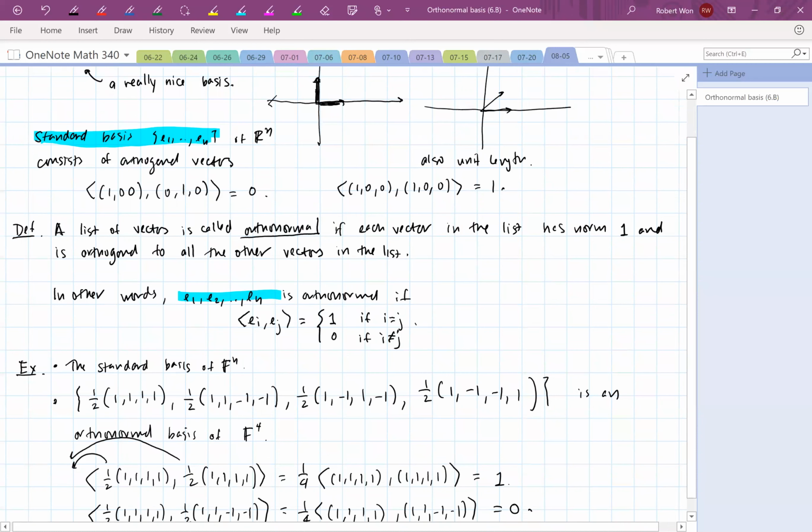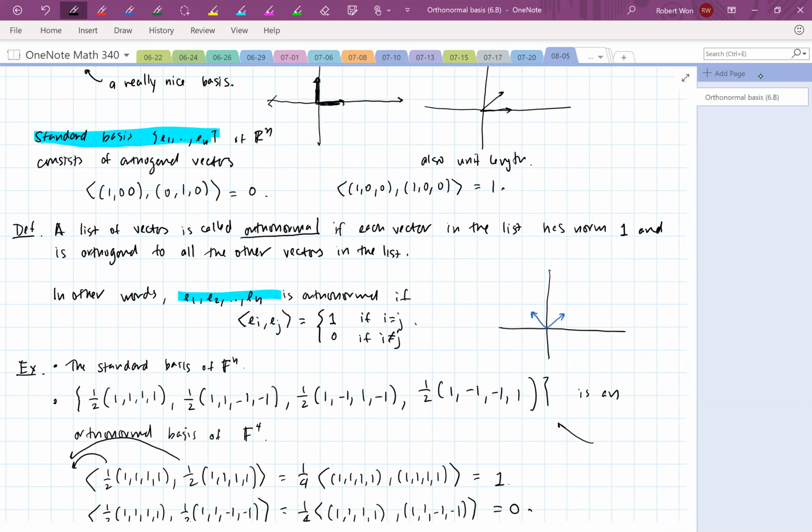Okay, so the standard basis is not the only basis of Fn that is orthonormal. It's just the one that we're most familiar with. Of course, it's not the only one because even in R2, you could just draw a picture. You just take this vector with length 1 and this vector with length 1, and you'll get an orthonormal basis. And this basis here is sort of the analog of that one.